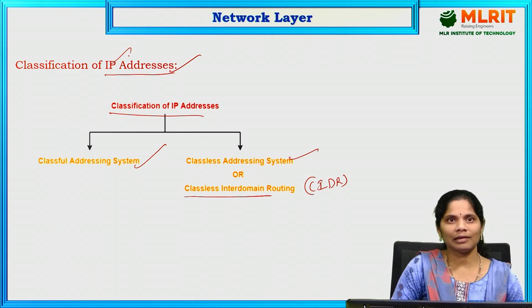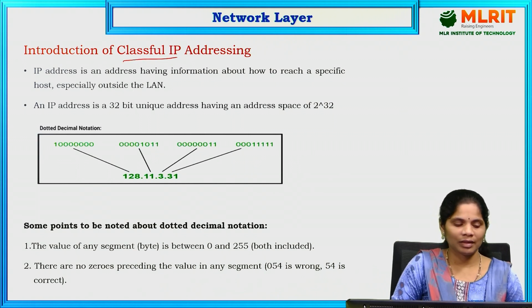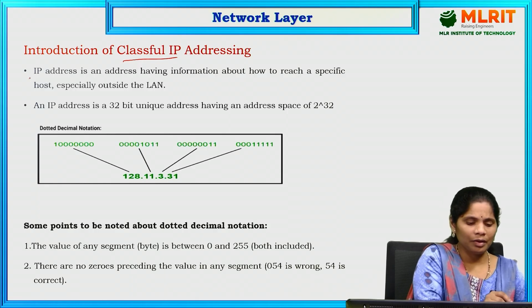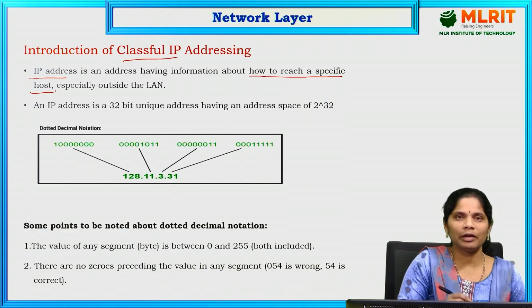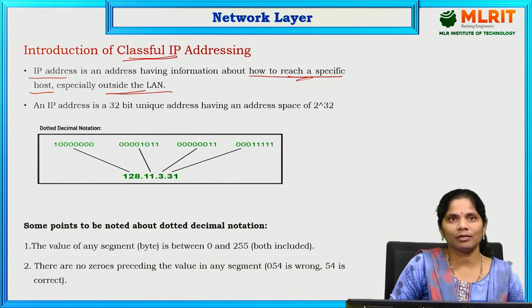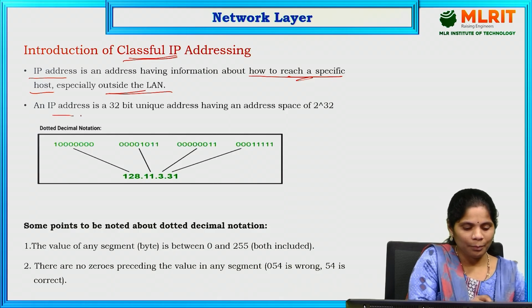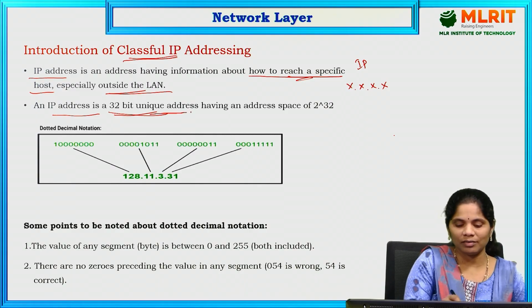First, let us see what the classful addressing system is. See here, classful IP addressing: this IP address has the information about how to reach a specific host, especially outside of the LAN. For reaching a specific host outside of the LAN, we have to go for classful IP addressing. In classful IP addressing, the IP address has 32 bits. Whatever IP address we write, x.x.x.x, has 32 bits, and it is a unique address.